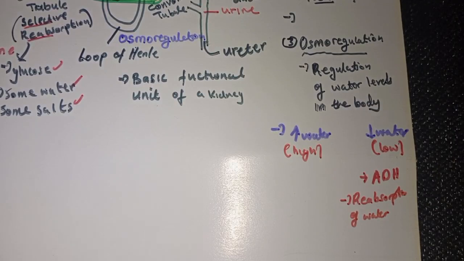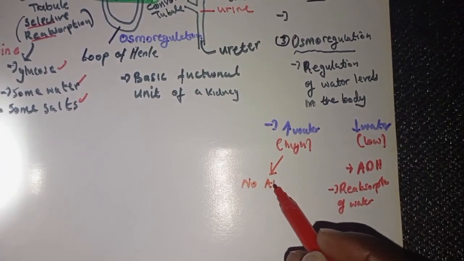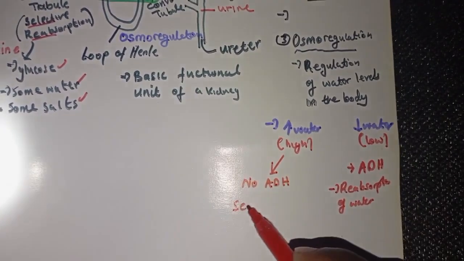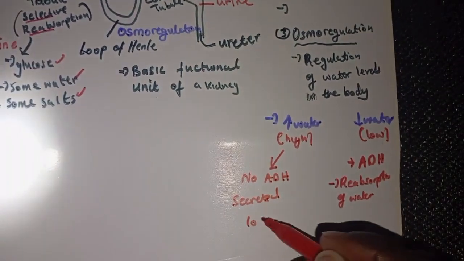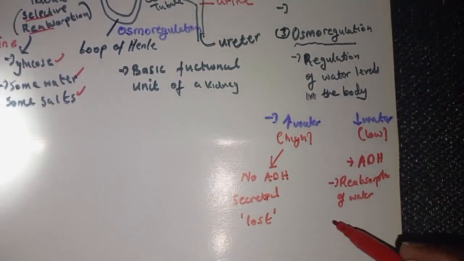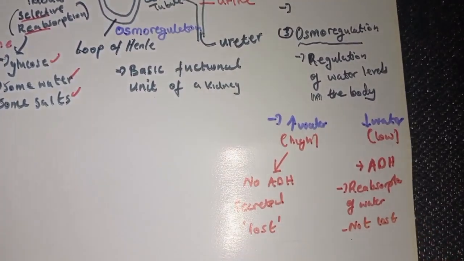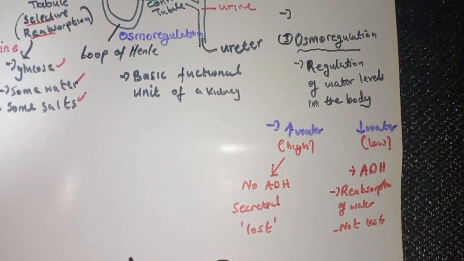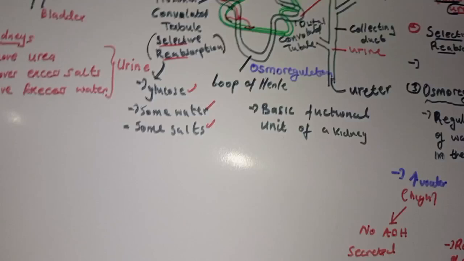But if the blood has enough water, ADH is not secreted. So if blood has enough water, no ADH is secreted. So meaning water here will be lost. Here water is not lost. Why? Because of this hormone called ADH. So these are the three important things that take place here in the kidney nephron.